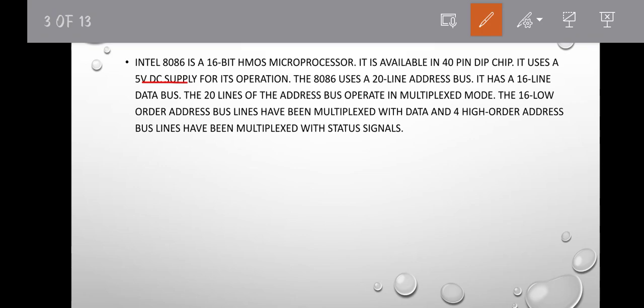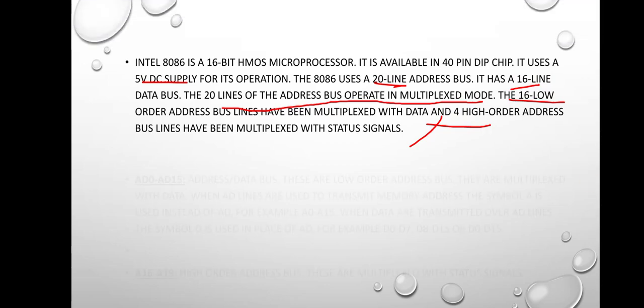The 8086 uses a 20-line address bus, as we already learned in the features of the 8086. It has a 20-line address bus and a 16-line data bus. The 20 lines of the address bus operate in multiplexed mode. These are the pins we have seen, AD15 to AD0. These are the multiplexed pins. The 16 low address bus lines have been multiplexed with the data, and the 4 higher address bus lines have been multiplexed with the status signals. We already observed that in the pin diagram of the 8086 microprocessor.